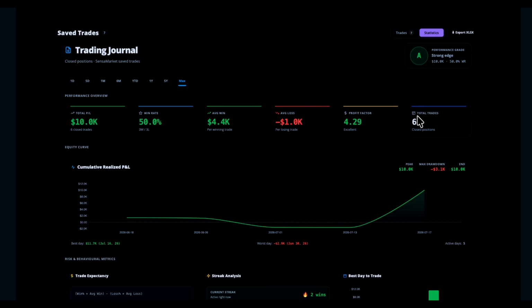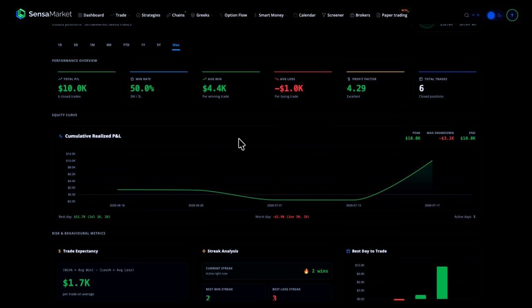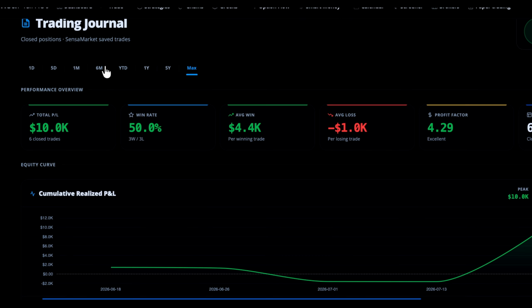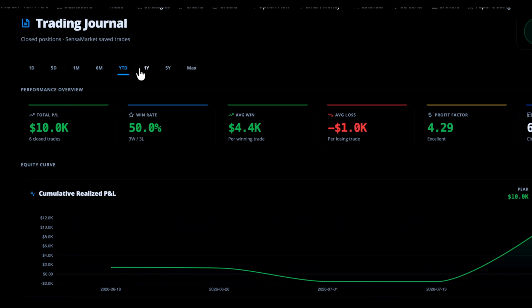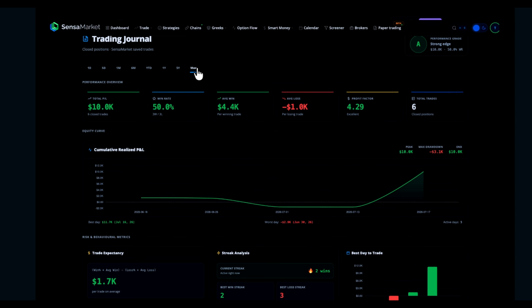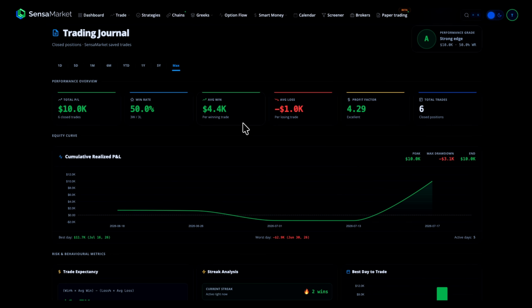Want to review today's performance? Or zoom out and analyze your entire trading history. Choose from 1 day, 5 days, 1 month, 6 months, year to date, 1 year, 5 years, or max. Your data on your terms.